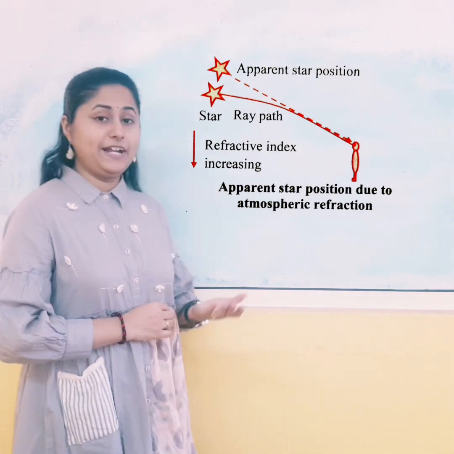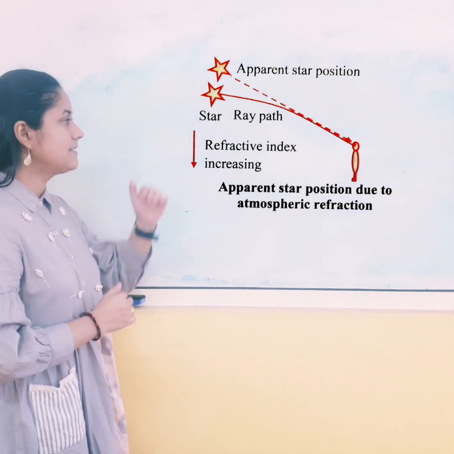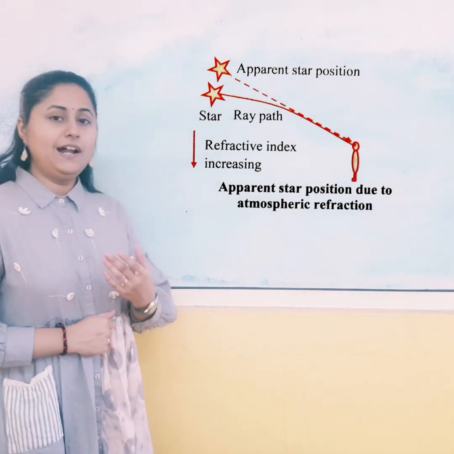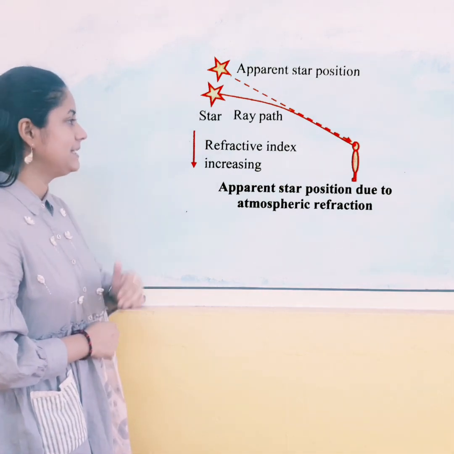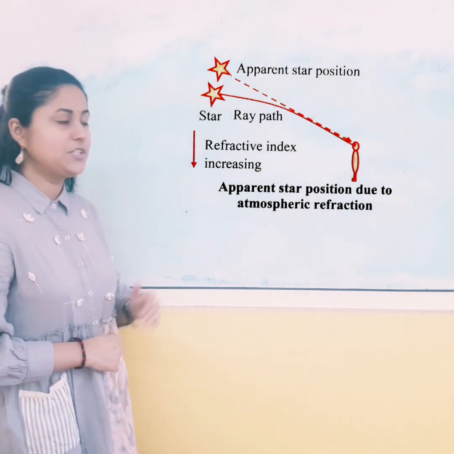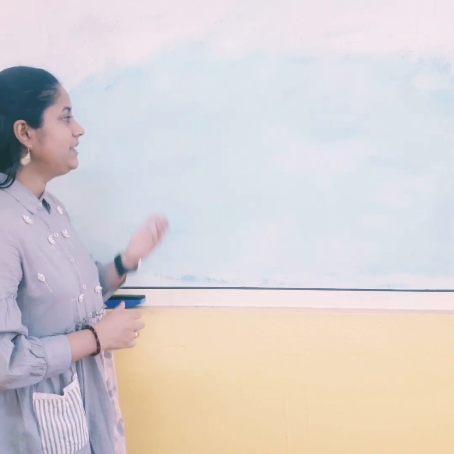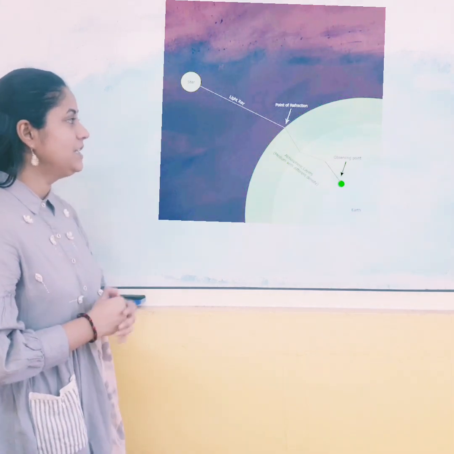The atmospheric refraction we are referring to here is the refraction of starlight by Earth's atmosphere. The starlight on entering Earth's atmosphere undergoes refraction continuously, and this is due to the refractive index of different media being different, and this is due to the physical conditions of the Earth's atmosphere being not stationary. That's why the refractive index of different layers of Earth's atmosphere is different.